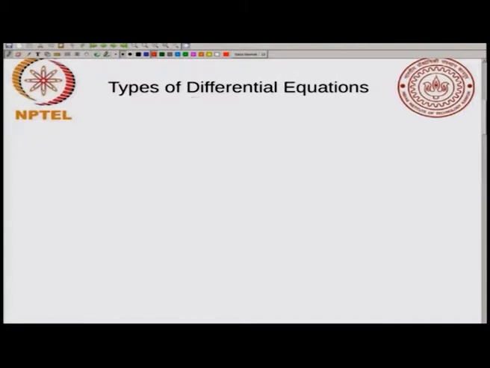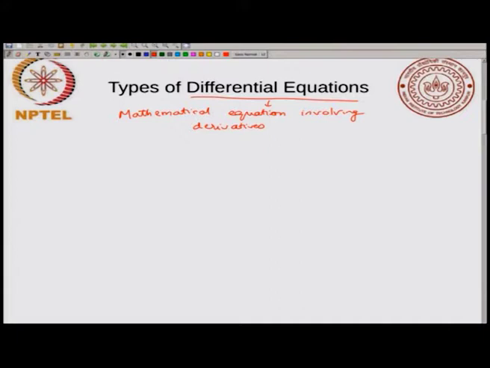So, I will start with differential equations. Now, what are the types of differential equations? So, a differential equation is typically an equation that involves derivatives. So, a differential equation is a mathematical equation involving derivatives. So, now the types of differential equations.